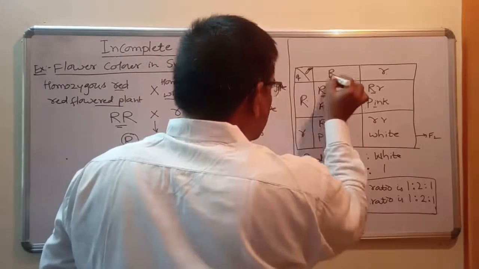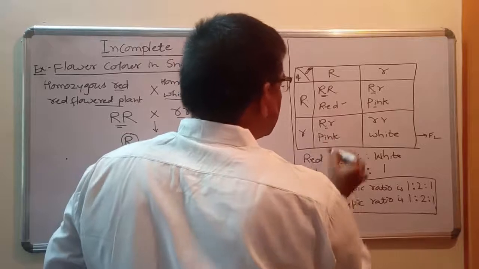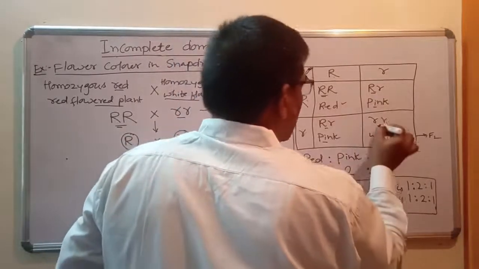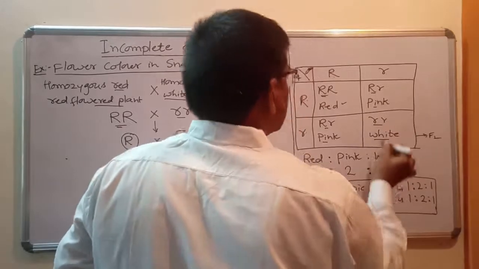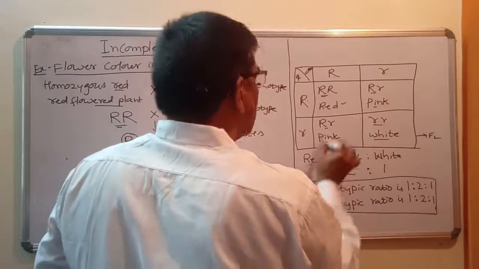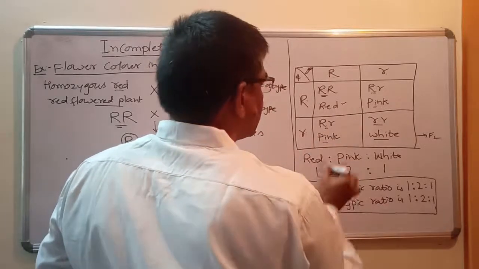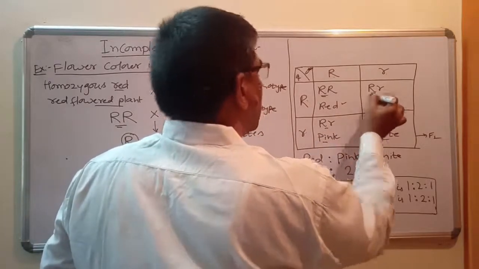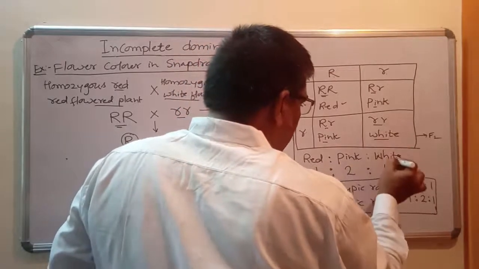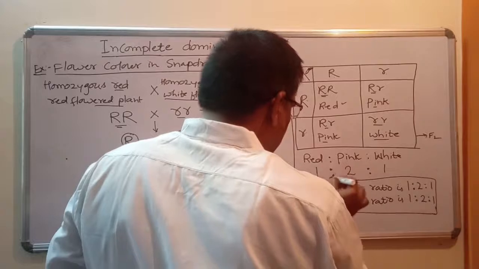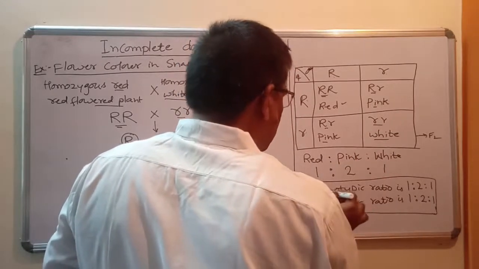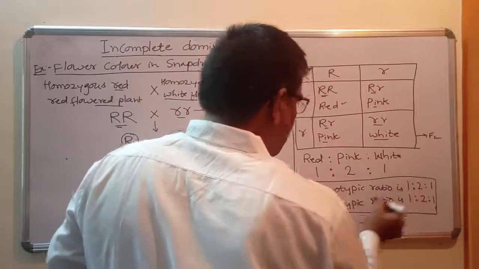And this capital R with the smaller r also produces the intermediary phenotype, and this small r with small r produces a white flowered plant. So in this way, if you think of the possible combinations, only one red flowered plant is produced in the F2 generation, 2 pink flowered plants are produced, and 1 white flowered plant is produced. Therefore red, pink, white appeared in the ratio of 1:2:1. Therefore the phenotypic ratio is 1:2:1.